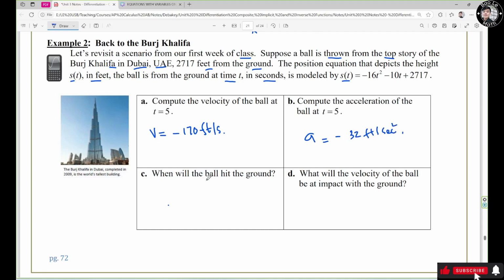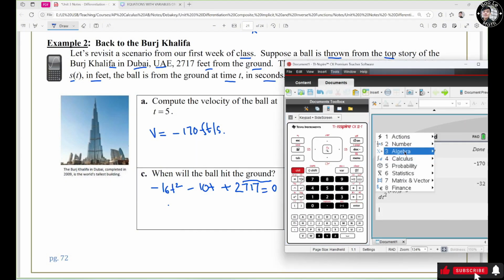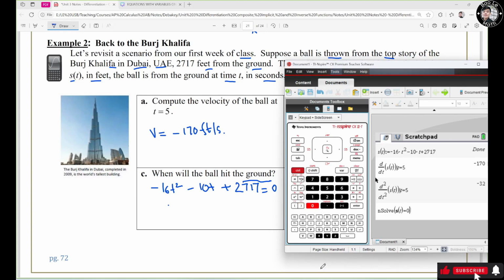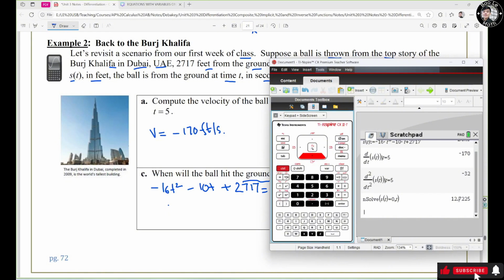Question C. When will the ball hit the ground? This is the position function of the ball. When the ball hits the ground, s of t must be equal to 0. Now I'm going to bring up the calculator. Menu, algebra, numerical solver. s of t equals 0, and then I need to define the variable t, so I put comma t. I hit enter. The answer is t equals 12.722 seconds.